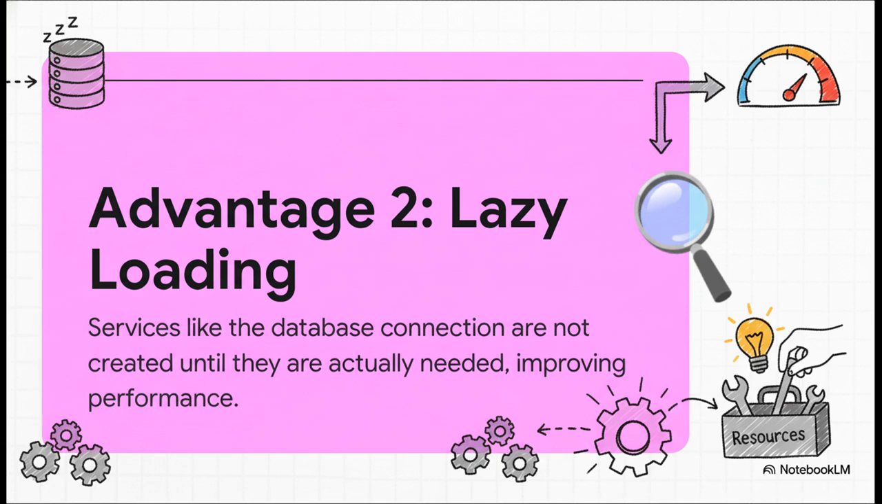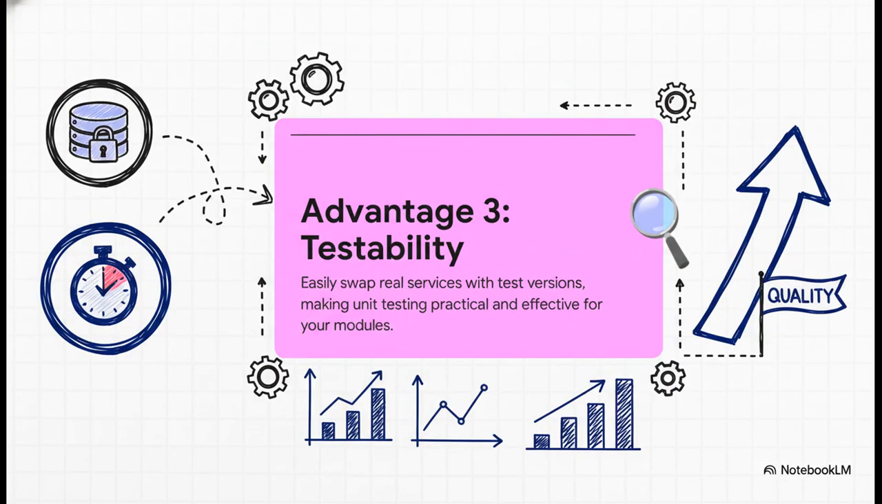And third, and for many, this is the holy grail, is testability. Because the container is in charge of creating your services, you can easily tell it to swap a real service for a fake test version. You can replace the real database with a mock one. This finally makes real automated unit testing a practical reality for XOOPS modules, and that means higher quality, more reliable code.